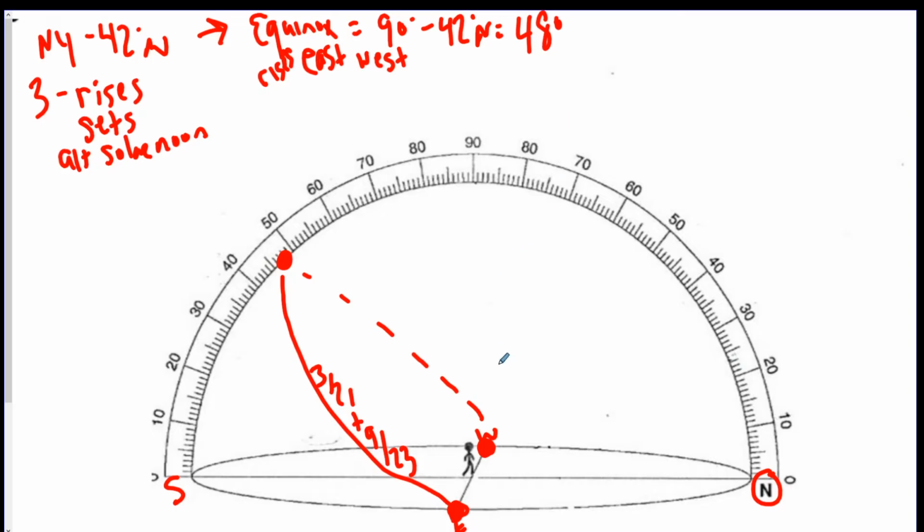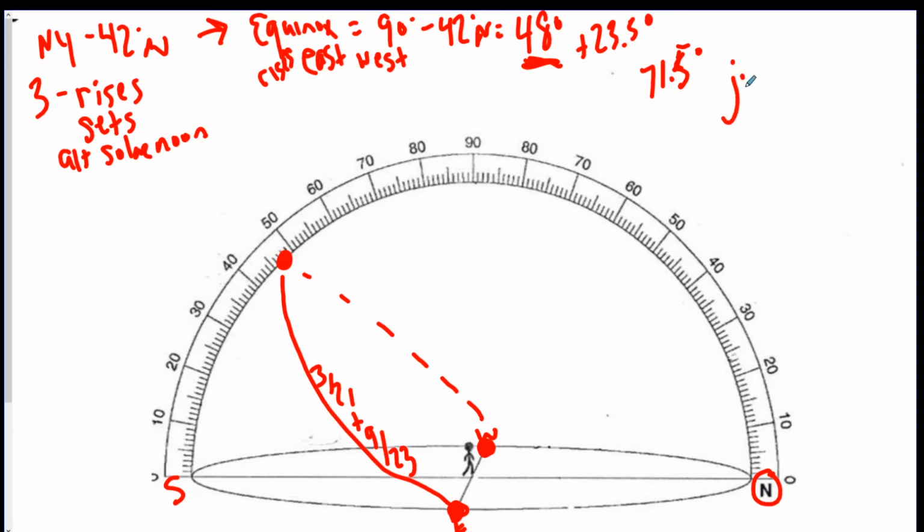So now if we want to figure out what it's going to be in June, or in the summer, we just go to that equinox number and we add 23.5 degrees, which is the Earth's tilt. So every season, the sun actually changes in altitude by 23.5 degrees. So going from spring to summer, this is going to equal 71.5 degrees.